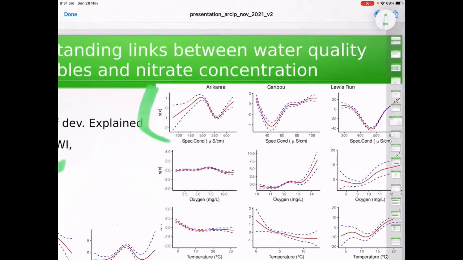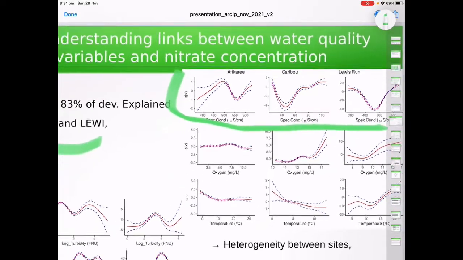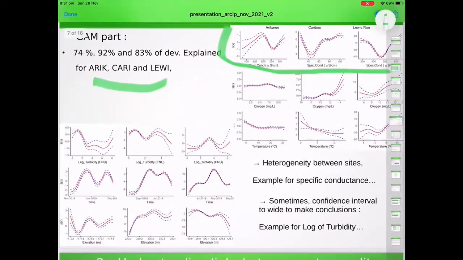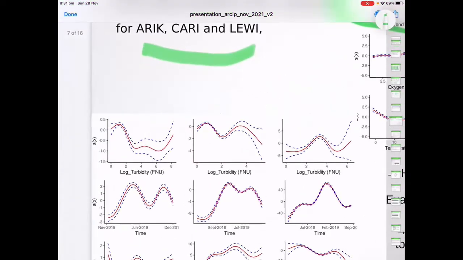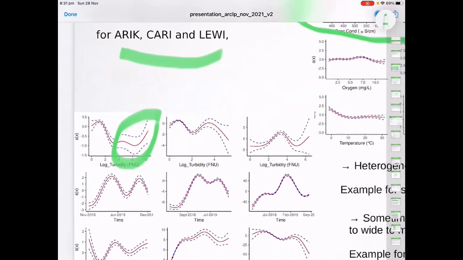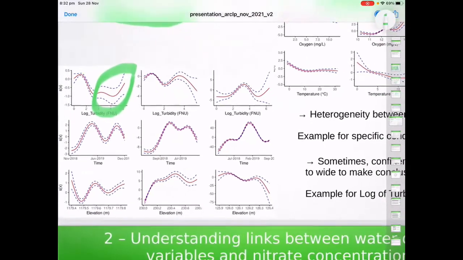So this is for the specific conductance. You can see that the relationship is completely different between the three sites. We have quite a narrow confidence interval for this effect, but some are very wide. For example, on the log of the turbidity, you can see that these confidence intervals are quite wide, so it's quite difficult to do inference on the relation with such wide confidence intervals.